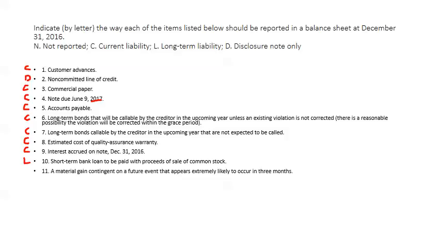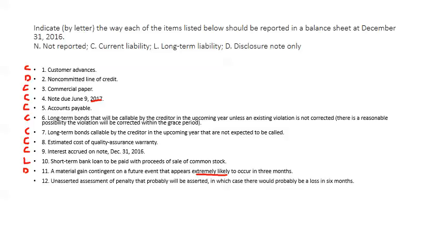A material gain contingent on a future event that appears extremely likely to occur in 3 months. Well, normally we don't do anything with gain contingencies. We said there's one exception, and that's if it's extremely likely, that is a high probability to occur, then we would disclose it. Now, we wouldn't record it, we would just disclose it. We wouldn't accrue it, that is. But that's an exception, remember.